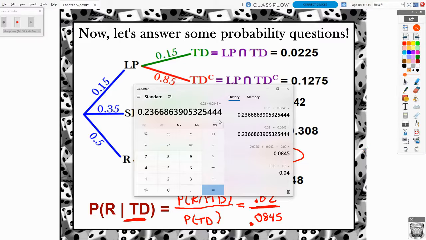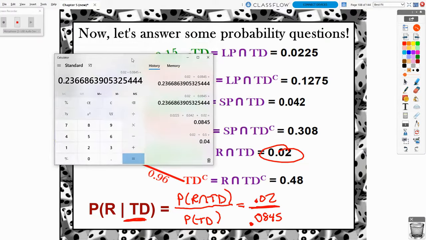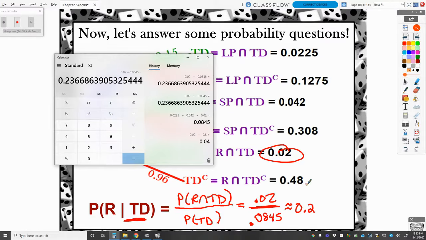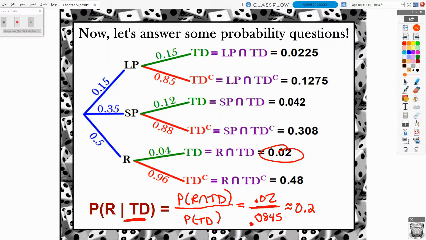I think I'm not seeing my decimals. There we go. Okay, I knew something wasn't right there. So this comes out to be approximately 0.2367, going to 4 sig figs. 0.2367. That's a 3, I promise. So a little less than 24% of the time, they ran the ball knowing that we were going to score a touchdown.